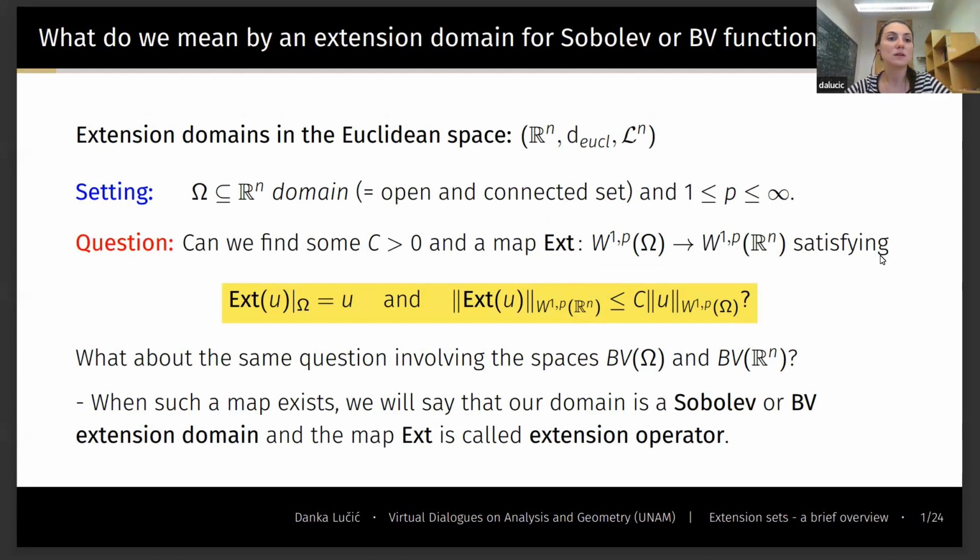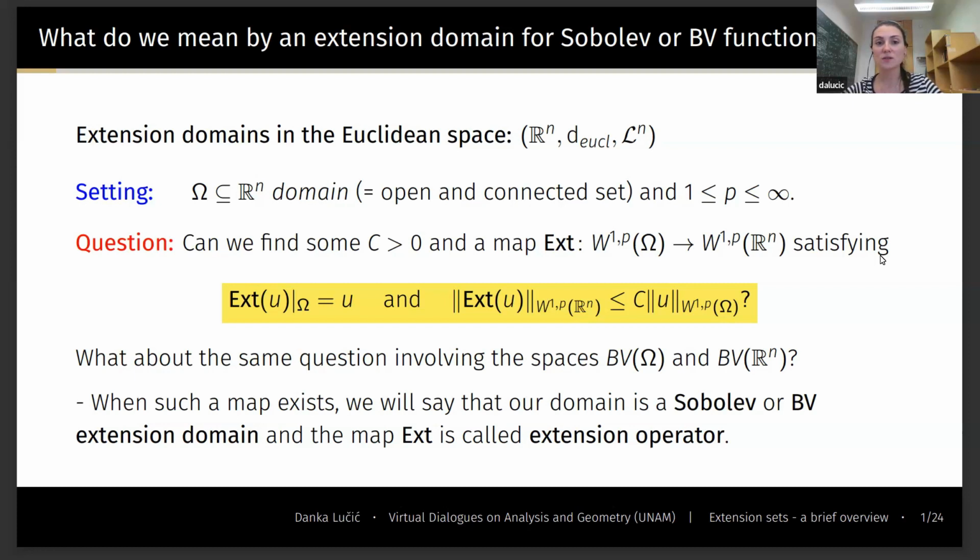So what do we mean by an extension domain or an extension set for Sobolev or BV functions? Let us look at R^n equipped with the Lebesgue measure and take Ω to be a domain, an open and connected set, and take any exponent p from 1 to infinity. This is a question that has been asked a long time ago, as we will see in a few slides, by many people and for many reasons.